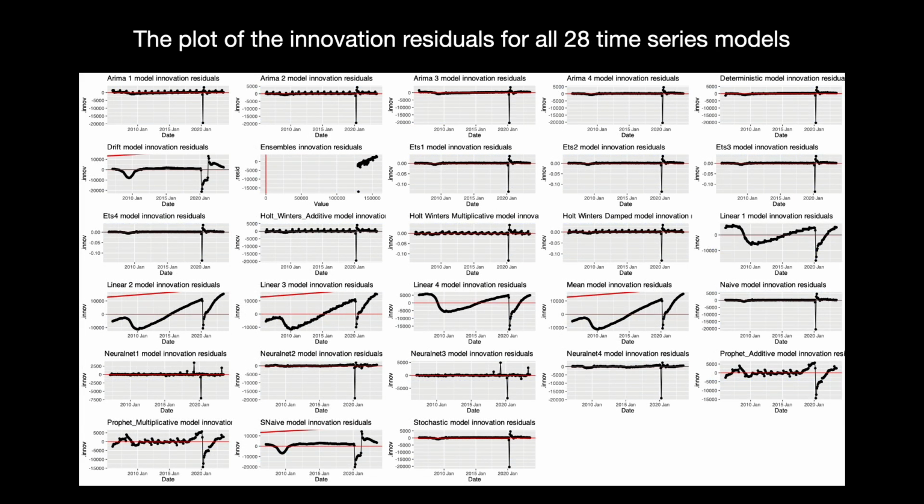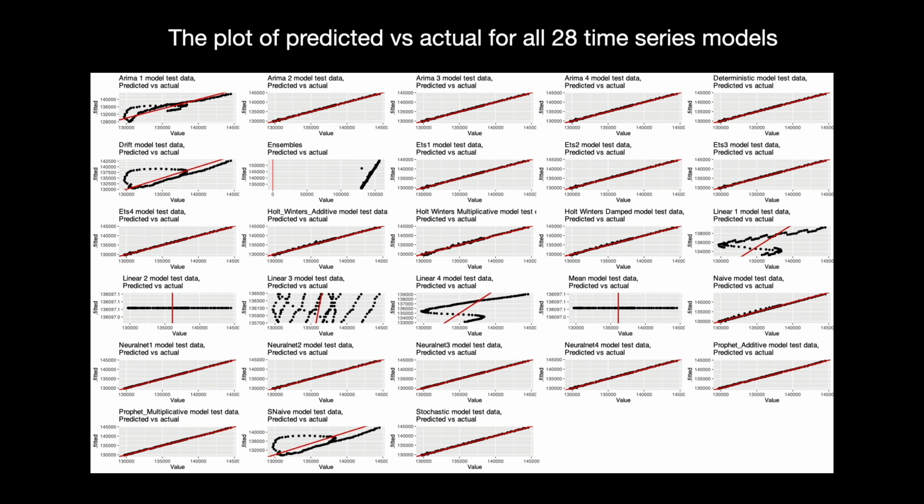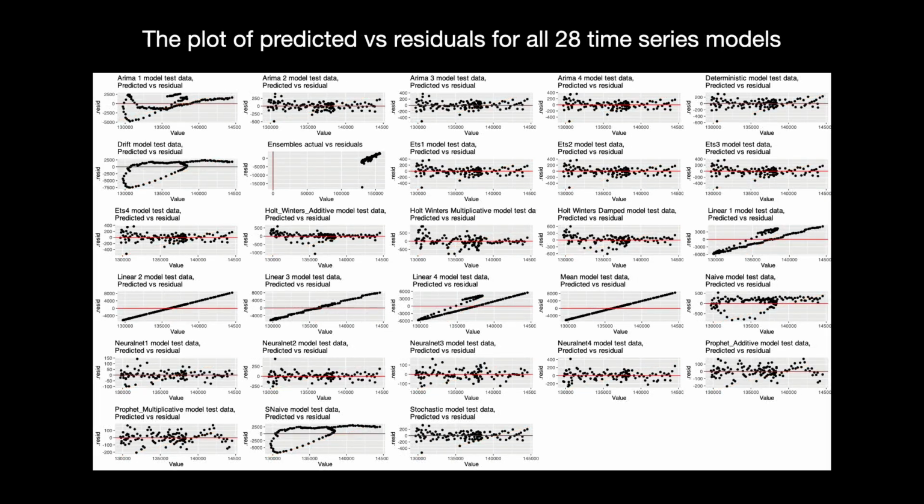Also gives you something called innovation residuals. And the best thing in the world is if these are straight. So if they're curvy or bumpy or something like that, that's an indication that that particular model hasn't accounted for all the data. It also gives you predictive versus actual, and some of these look kind of crazy, but the good ones look really good. It also gives you predictive versus residual. It also does a whole bunch of other stuff.